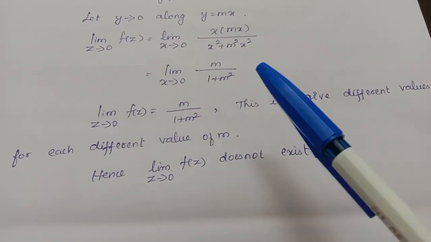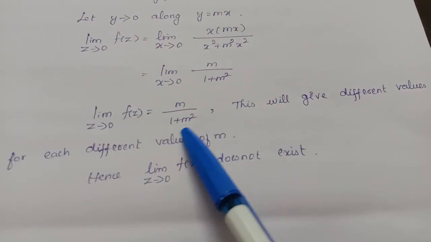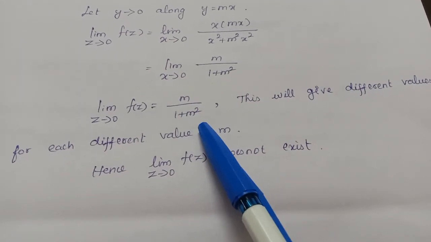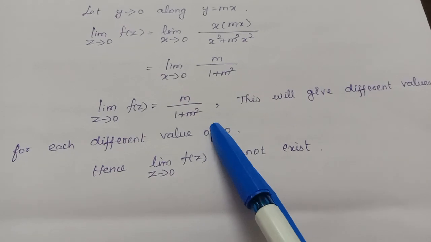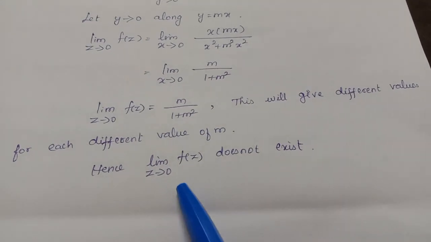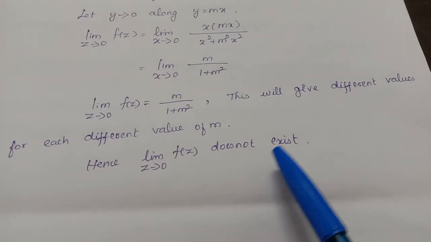Again the same case. This is depending on m. That means for different values of m, the limit will have different values. It is not allowed. You should have a unique value, no? So what do we say? The limit of the function as z tends to 0 does not exist.